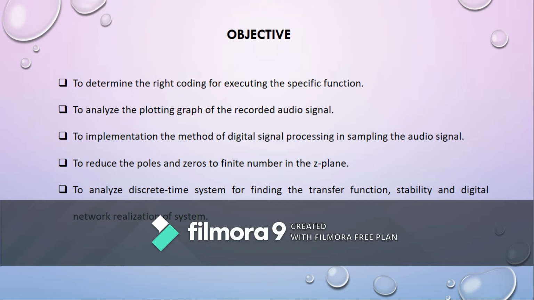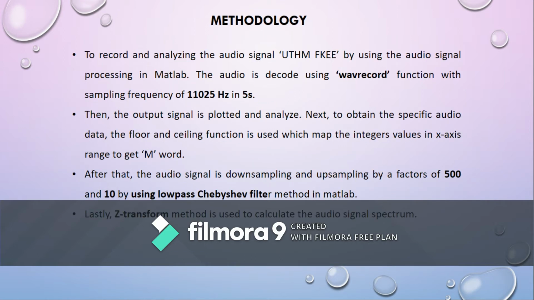Thank you. I'm going to present about the methodology. This project is to record and analyze the audio signal UTHM FKEE by using audio signal processing in MATLAB. The audio is recorded using the wavrecord function with a sampling frequency of 11,025 Hz for 5 seconds. Then the output signal will be plotted and analyzed.